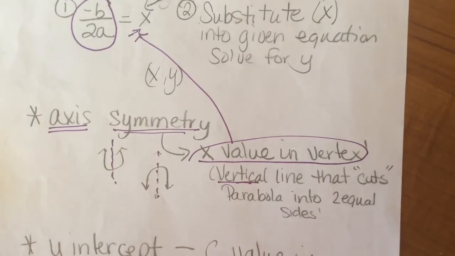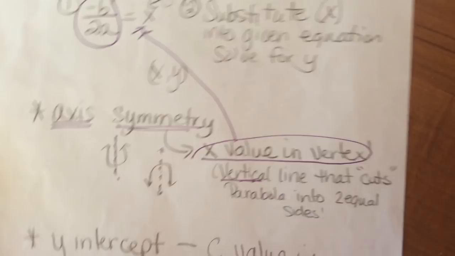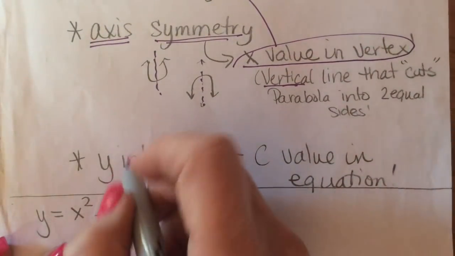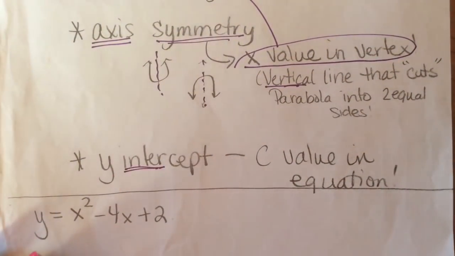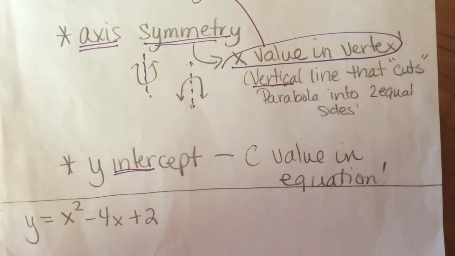And almost as easy as finding which way it's going, up or down, is the y-intercept. And it's going to say y-inter, to save some room on your sheet. All that is whatever your c value is in that equation, that is your y-intercept. That's where your parabola, once you draw it, is going to cross.